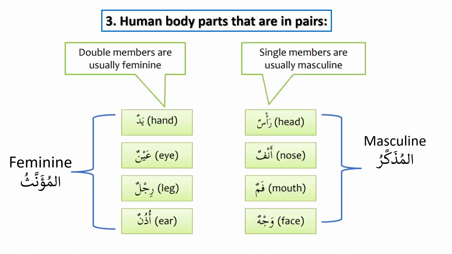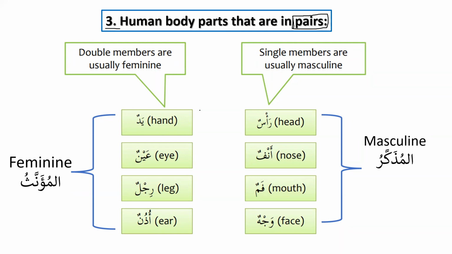In today's lesson, point number 3 that we are going to learn is that human body parts that are in pairs are feminine. So the human body parts that are in pairs, they are feminine. Number 1 is the real gender. Number 2, the nouns that end with ta marbuta. And number 3, as we can see over here, this is the addition to our list: the body parts that are in pairs.